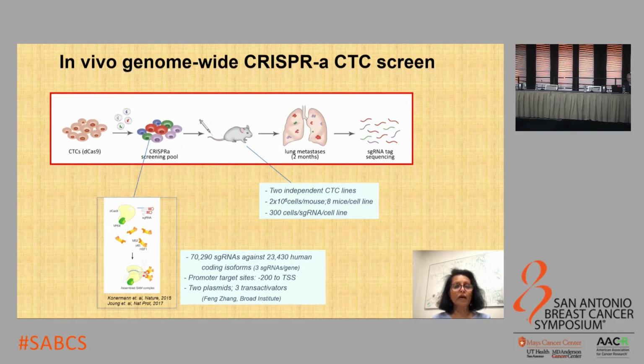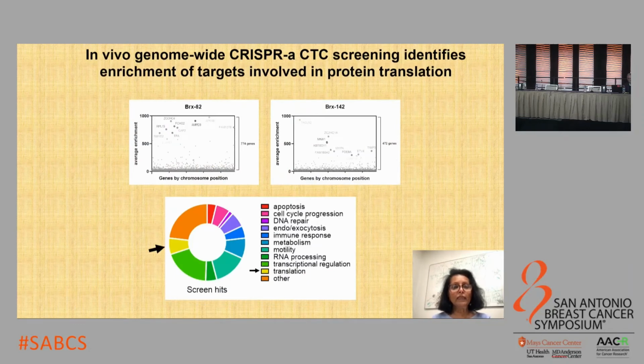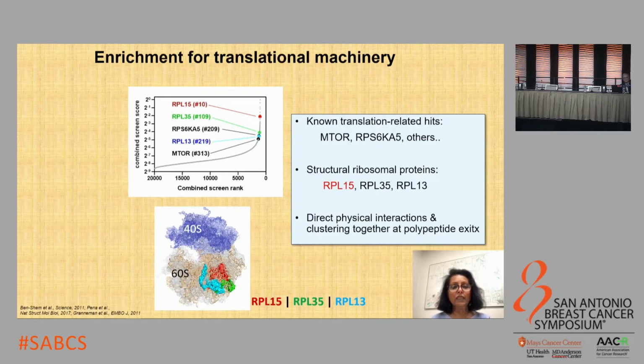So during this time, Richard E. Bright, a graduate student in the lab, did a genome-wide CRISPR activation screen to look for targets that drive metastasis. And when he analyzed the enriched targets, he found that there was increased enrichment for targets involved in protein translation. And this included known translation-related hits such as mTOR, and also structural ribosomal proteins such as RPL15, RPL35, and RPL13. These are quite interesting because they form the exit channel for the polypeptide in the large ribosomal subunit.